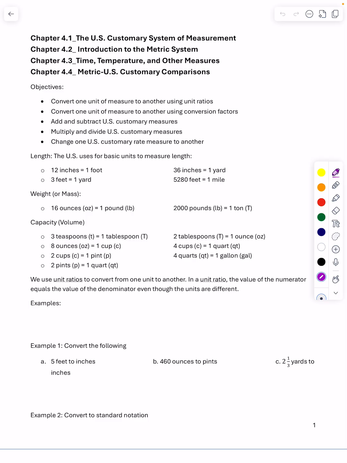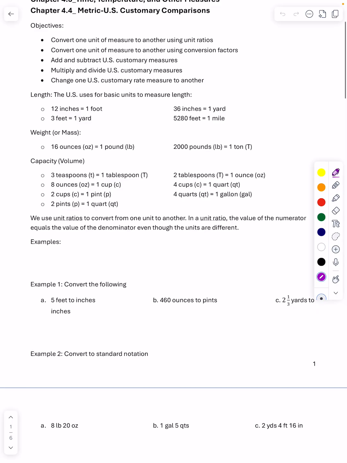And we're talking about U.S. customary measurements, which are a little different from what most of the world uses. Okay, so to start, we have some of the more common. When we talk about length, typically inches, feet, yards, miles. When we talk about mass or weight, ounces to pounds, pounds to tons. When we talk about volume or capacity, teaspoons to tablespoons, ounces, cups, pints, quarts, and gallons.